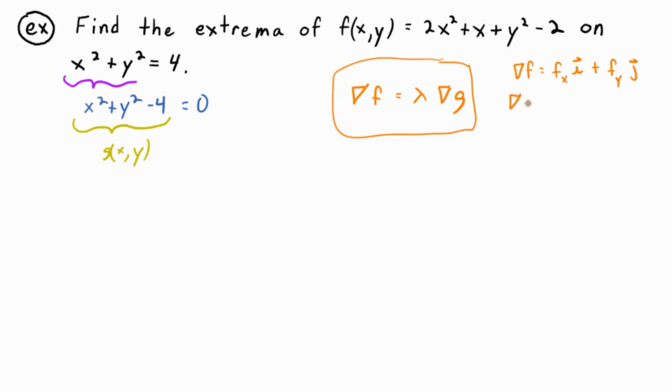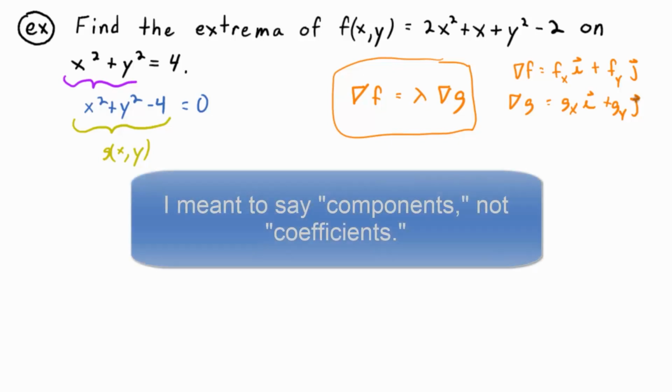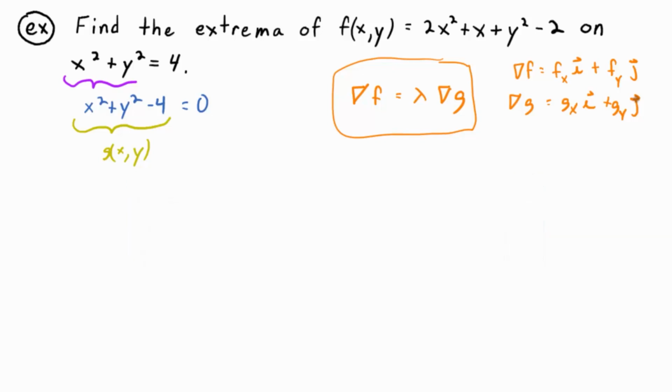Del g is going to be g sub x i, partial of g with respect to x, plus partial of g with respect to y times j. We'll multiply that times lambda, and then we're going to set corresponding coefficients equal, which gives us a system of equations, the solutions to which represent our critical points that we're interested in. So let's go through this. Let's find del f. Focus on the given function. Help me out here. What's del f? What's the partial with respect to x? Well, 4x plus 1, right?